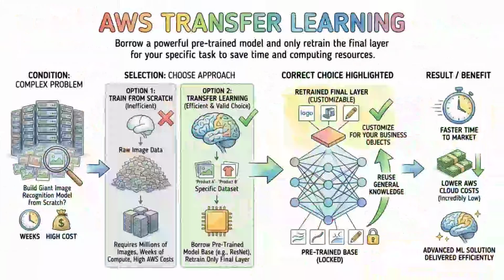A fantastic concept frequently tested regarding deep learning is transfer learning, which is a massive time and money saver in the real world. Instead of training a giant image recognition model completely from scratch, which requires millions of images and weeks of expensive computing power, transfer learning lets you borrow a pre-trained model. You take a model that already knows how to generally recognize shapes and edges, and you just retrain the very final layer to recognize your specific business objects.